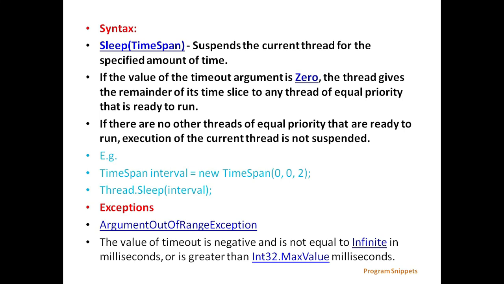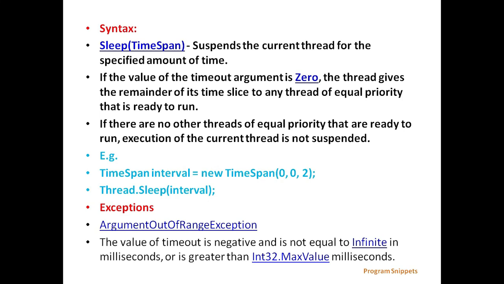And if there are no other threads of equal priority that are ready to run, execution of the current thread is not suspended. For example, TimeSpan interval equal to new TimeSpan with 0, 0, 2, that is hours is 0, minutes is 0 and seconds is 2. And if we give Thread.Sleep interval, it will suspend the thread for 2 seconds.